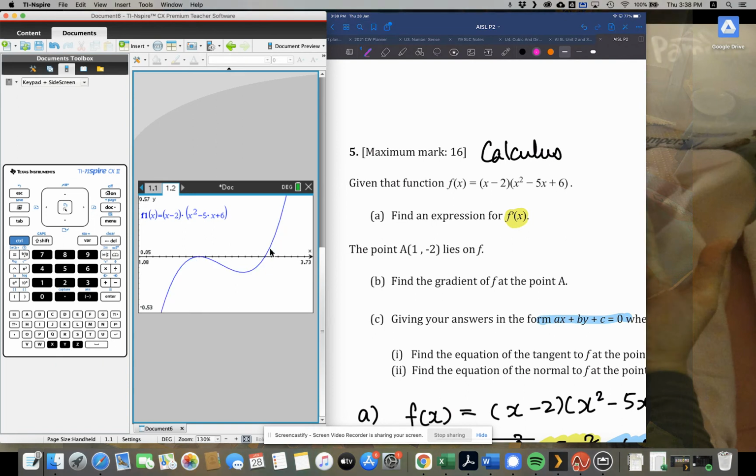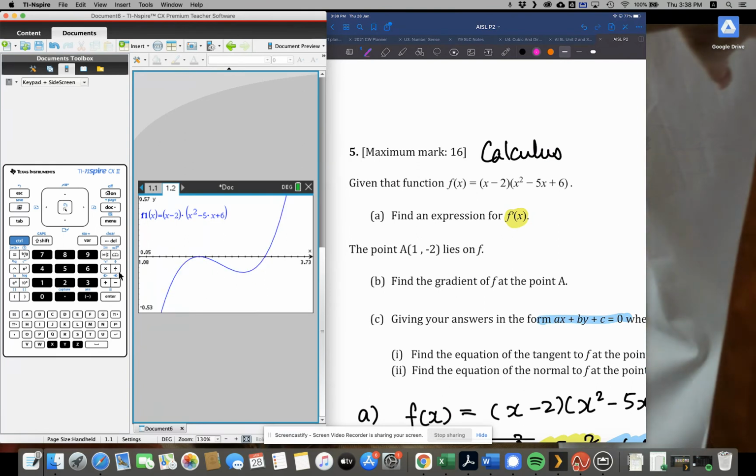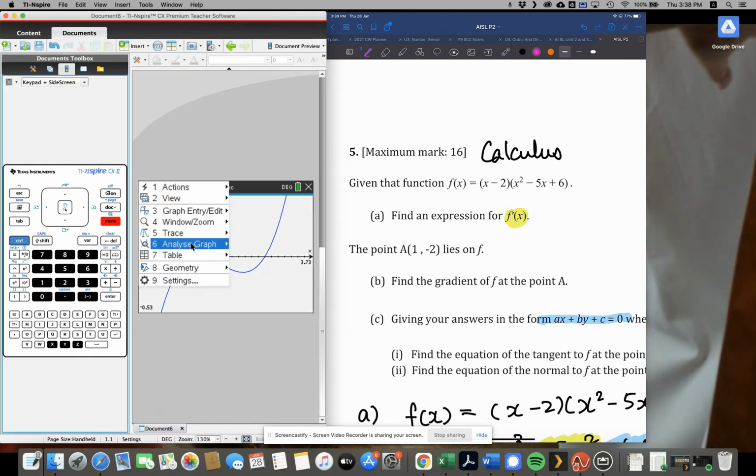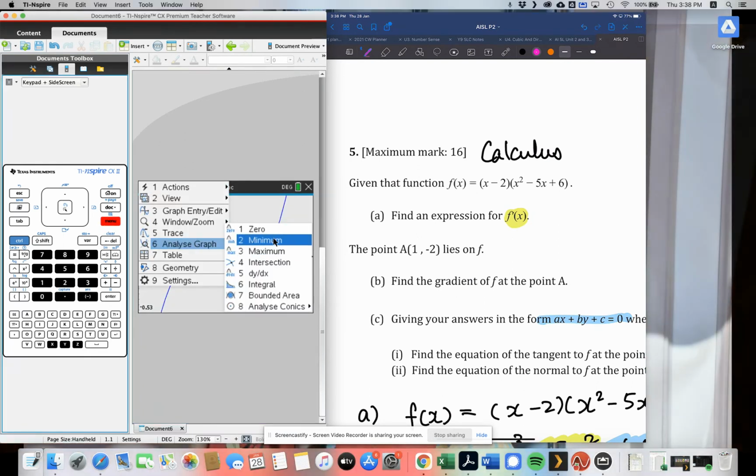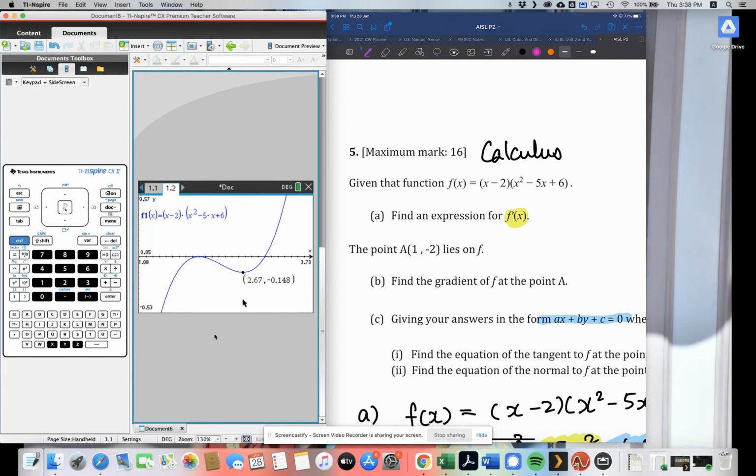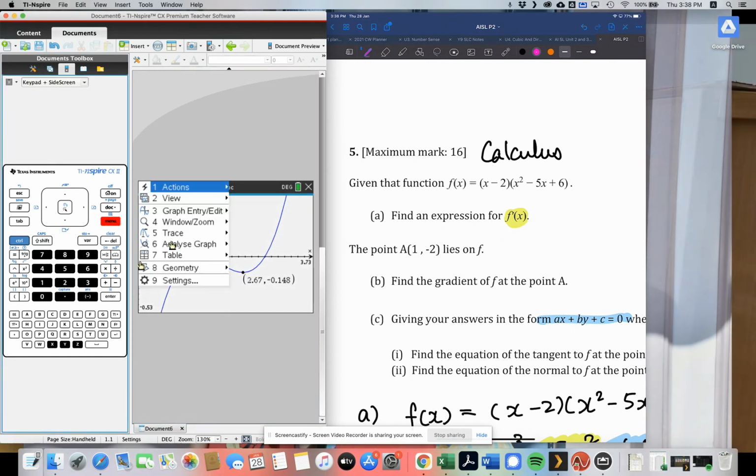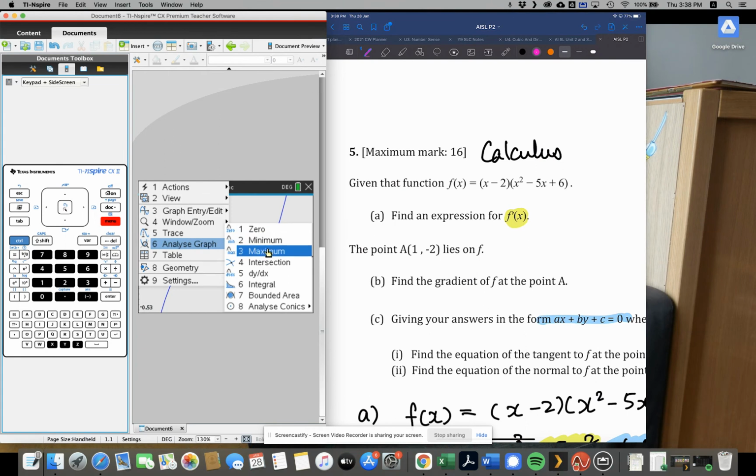Now, this is what we need. We need the max, the min. We need to know where they are. I'm going to analyze the minimum. Need to use manual analyze graph to get the maximum.